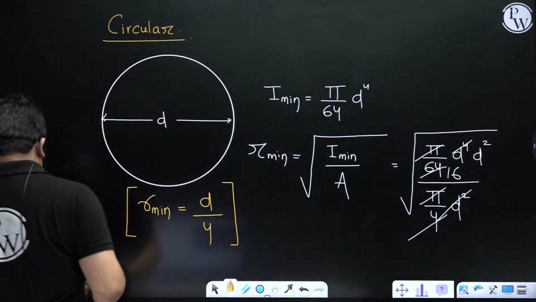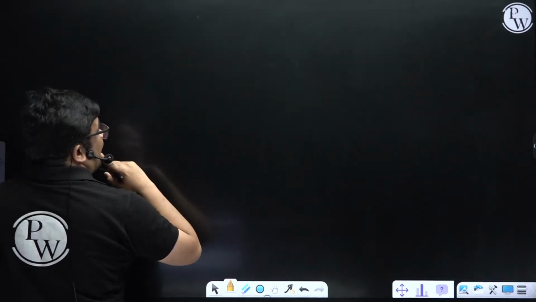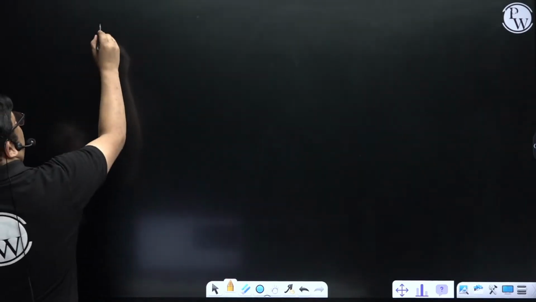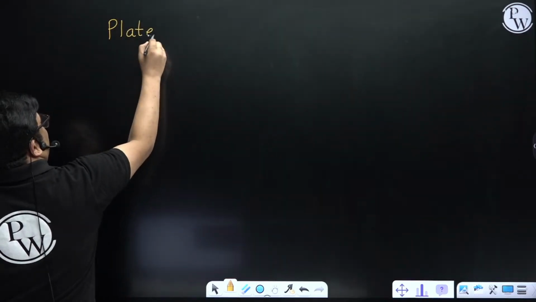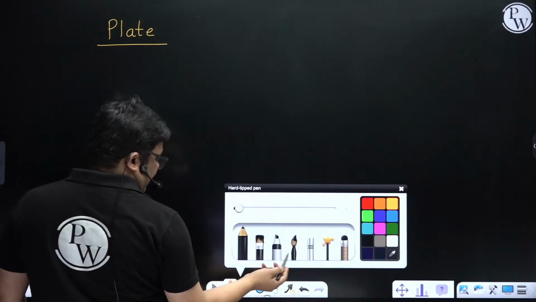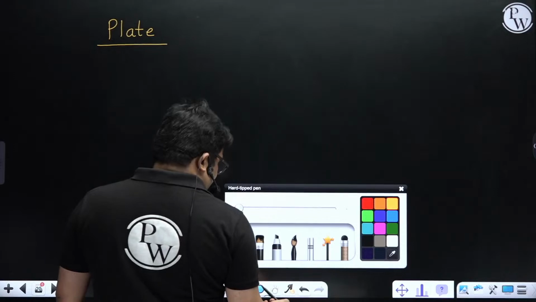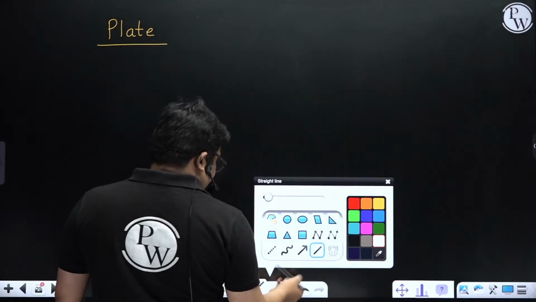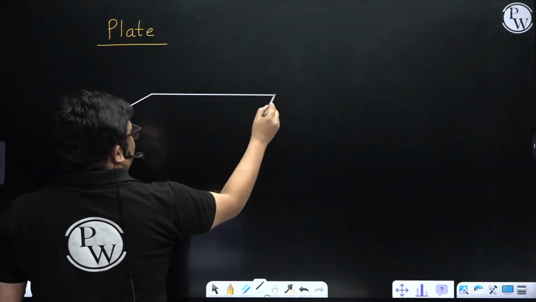Next is for a plate. Plate normally has a rectangular cross section, right? But in a plate what happens? You see, this is a plate. I'll draw a plate.